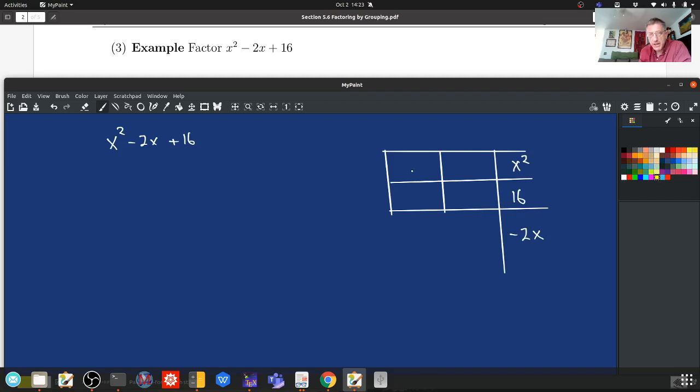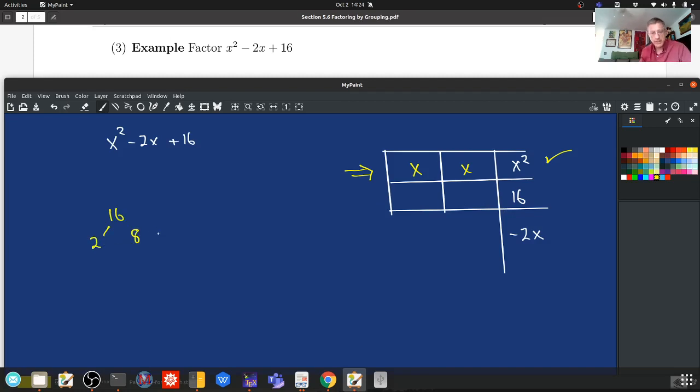Now I already know that this first row has to be x times x. So again, multiplying across, x times x gives me x squared. Now down here, I have to come up with two numbers whose result is a positive number, but when I multiply those two numbers with x and add them, it gives me a negative. So both factors have to be negative. So 16 divided by 2 gives me 8.